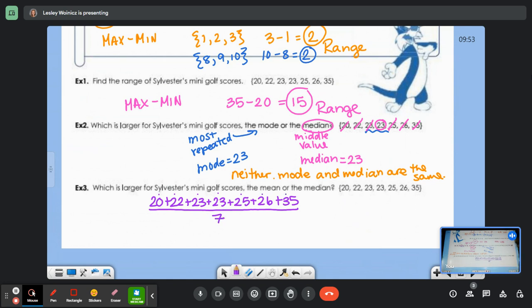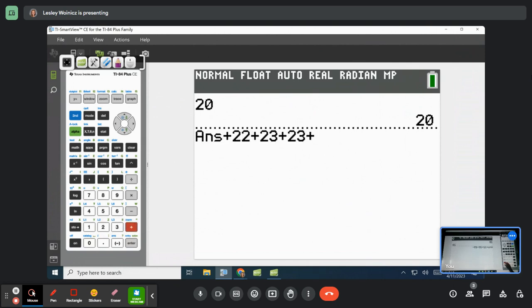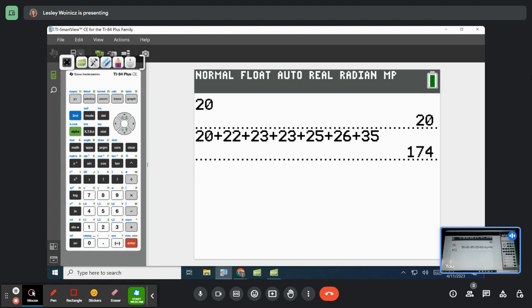Okay, now I'm going to put that in my calculator. Okay, so 20 plus 22 plus 23 plus 23 plus, oops, I've got a 20 on there. Hold on, guys, I messed up. So 20 plus 22 plus 23 plus 23 plus 25 plus 26 plus 35. 1, 2, 3, 4, 5, 6, 7. Okay. Oops, I don't want that last plus. Okay, the sum is 170, and then I divide that sum by 7.